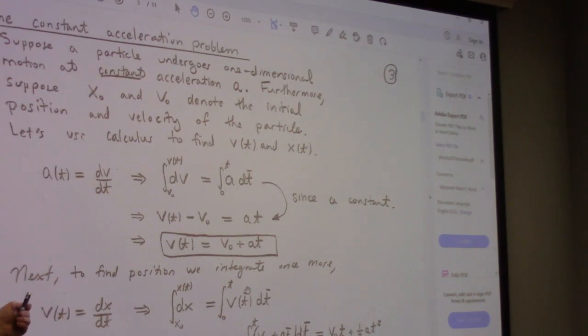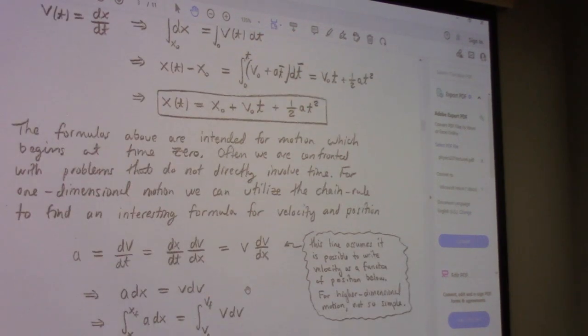And then in my notes, I thought that I should work this out for you today on the board, so I did that, okay? But that's a derivation of the formulas I've already written on the board.